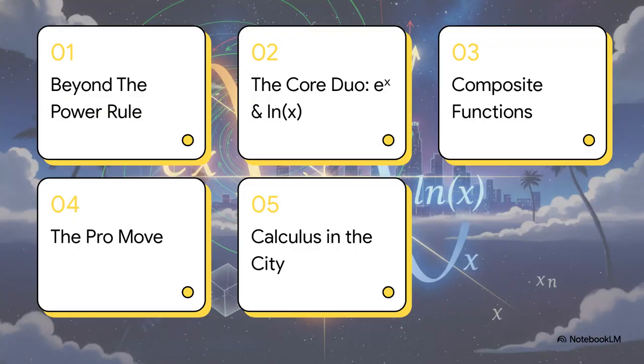So here's our game plan for today. We're going to kick things off by introducing the 2 essential rules for these new functions. Then we'll see how to power them up with the chain rule. After that, we'll learn a pro-level move to solve that tricky problem from the beginning. And finally, we'll connect all of this to what's happening right here in Los Angeles.